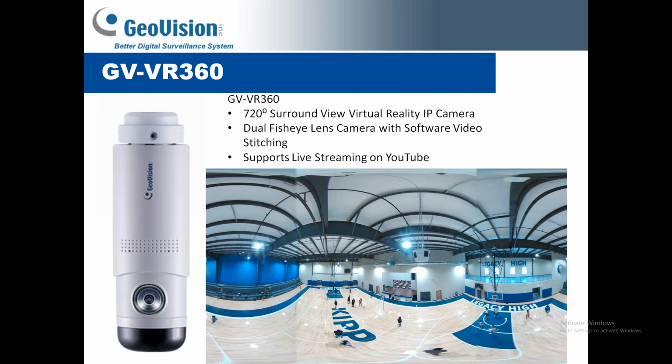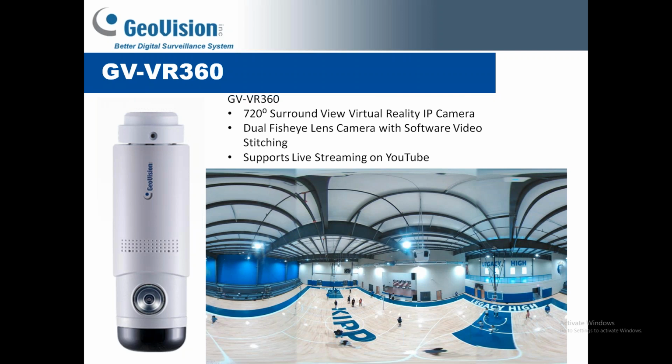The VR360, this is a very unique camera in the industry. This is our virtual reality camera. It has 2 fisheye lenses, one on each side of the camera. It gives you a 720-degree view around the camera. So you can look up, down, and all around with literally no blind spots.